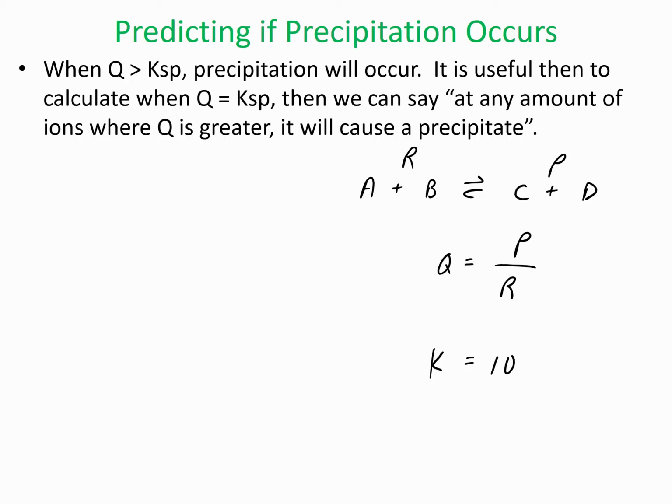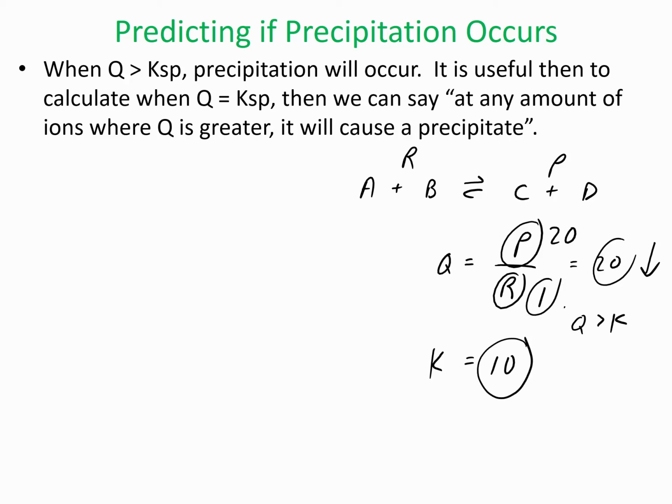What if you had 20 products and only one reactant? Well, our Q would be 20, and it can't be 20. It's got to be 10. So if Q is greater than K, this number needs to go down and this number needs to go up. The equilibrium is unsettled when Q is greater than K, and it needs to reduce the numerator and increase the denominator so that it can get down to 10.